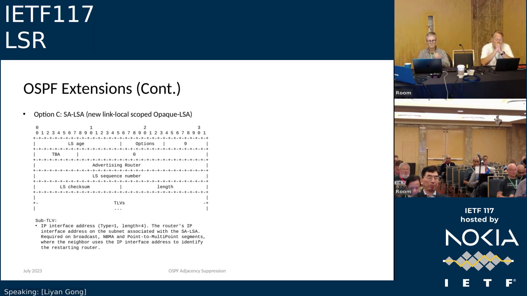And this is option C. We introduced a new link-local scoped opaque LSA to signal the neighbor router not to advertise the adjacency until sometime later, when all the LSAs have been re-originated. This option is similar to the DR function. So in implementation, this LSA should be sent as soon as possible.